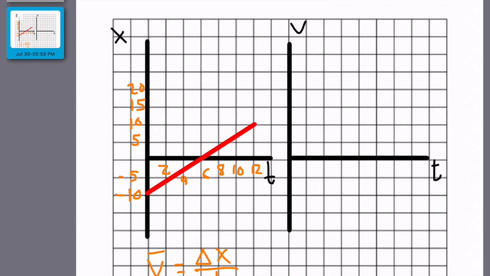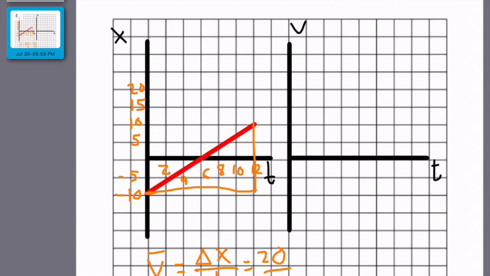The average velocity doesn't go up or down, but that average velocity will be delta x over t. And that's the same as just saying it's the slope of that line. Okay, so for a straight line, it looks like that. So the delta x would be positive 20. Okay, the rise is 10 minus negative 10, which is 20, and the run is 12.